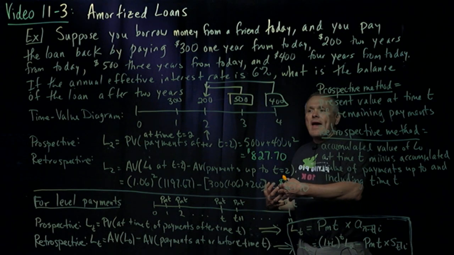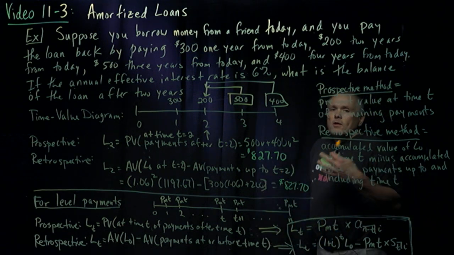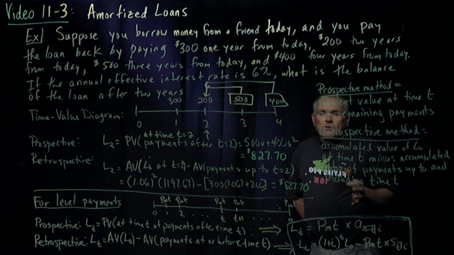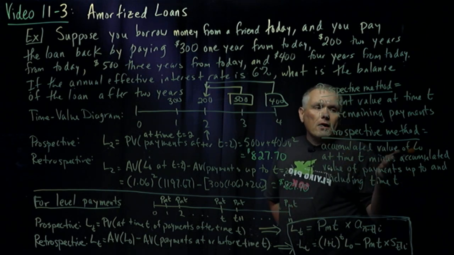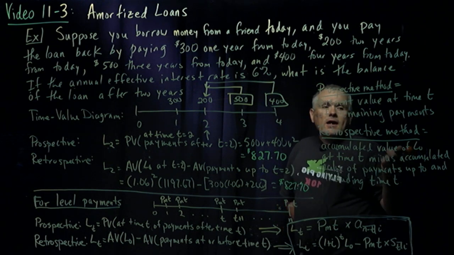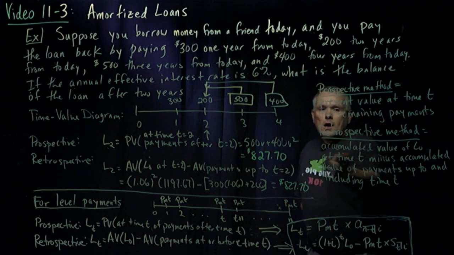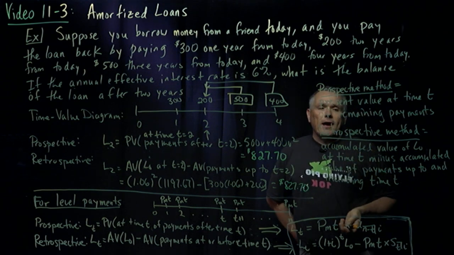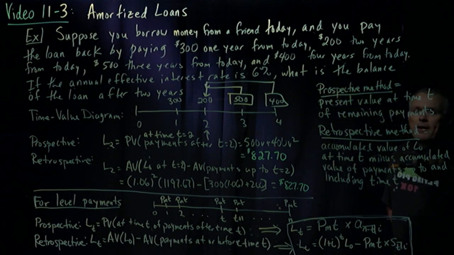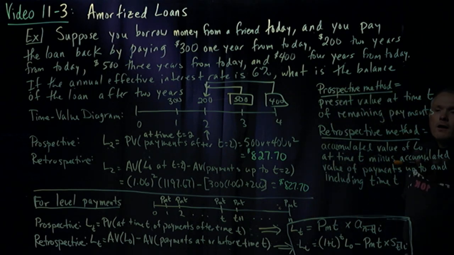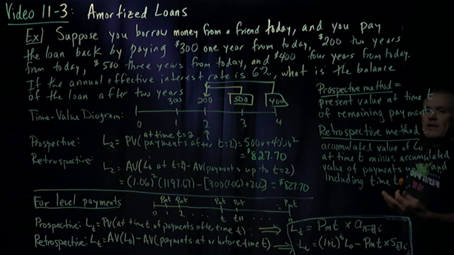We can also look back at what's already happened. That's our retrospective method. So let's think about how the retrospective method works. There's a couple of things that go on with this method. One of them is that you've got an initial loan value. If it's been sitting there up until time t, that initial loan value accumulates interest over time. So part of the retrospective method is looking at the accumulated value of the initial loan value at the given time. But that's not the only thing that's happened.